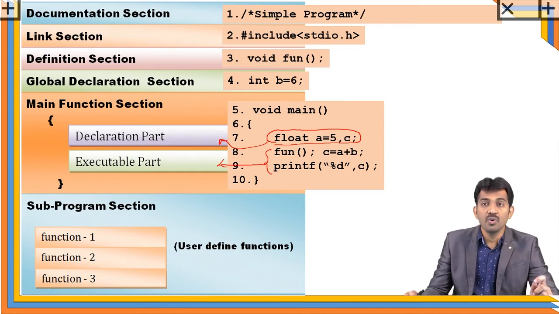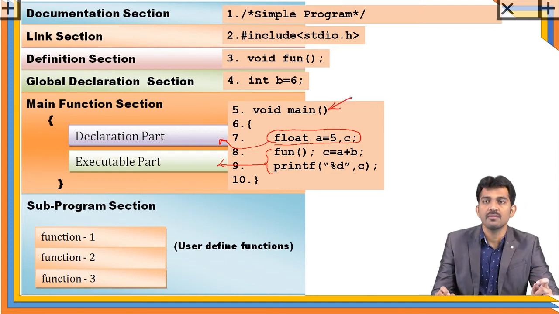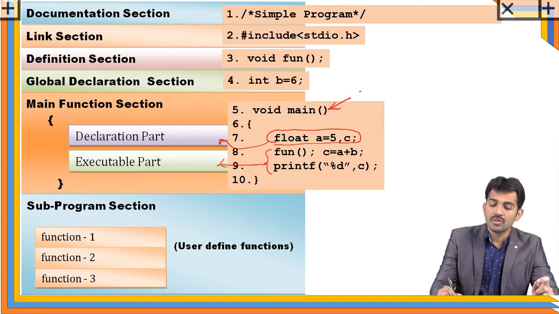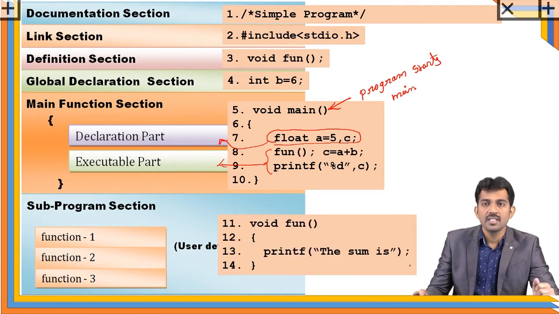Just now I told you, every program contains at least one function, that is the main function. Your program starts from the main function. Program execution starts from the main function. And next thing, subprogram or function.